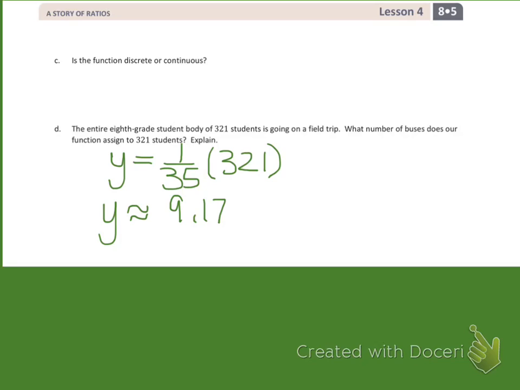So approximately 9.2 would be a good rounding of that. So 9.2 buses. But we already said we need a whole number of buses. And so if we took 9 buses, we'd be leaving someone behind. So our output for 321 is going to equal 10 buses. So we need 10 buses to take 321 students.